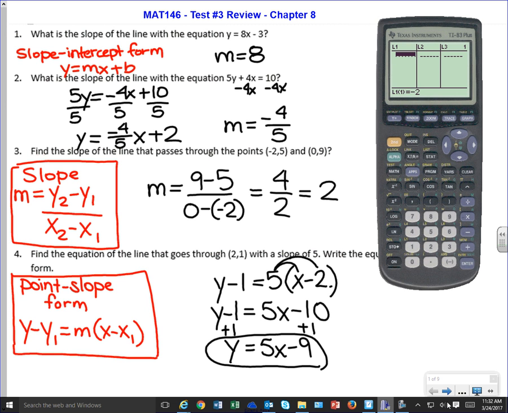Oh, sorry about that. I put in the wrong negative. -2 there and 0. Then in L2, we're going to put the Y values. So we'll have 5 and 9. So when we're reading these across, that's a point. -2, 5 is 1 point, 0, 9 is another point, and that's what we see here.